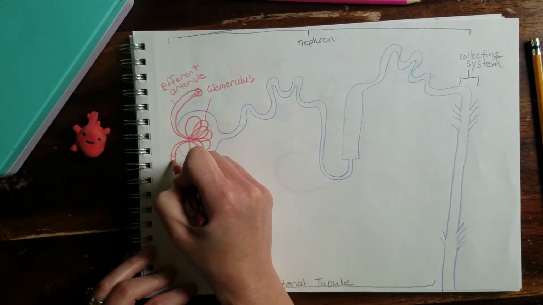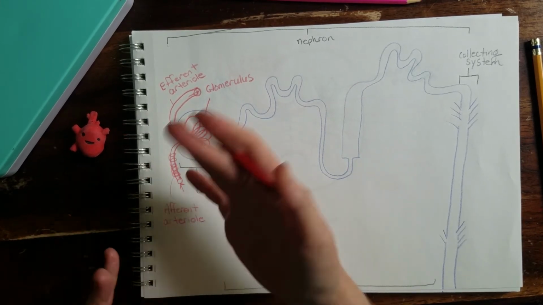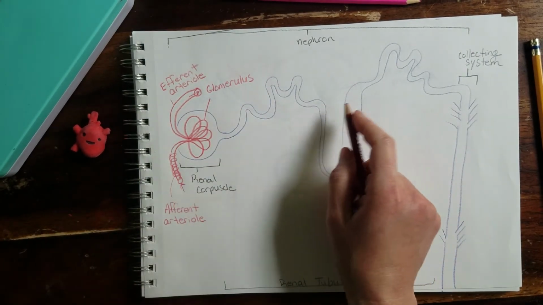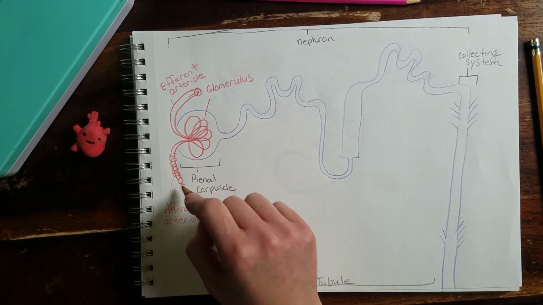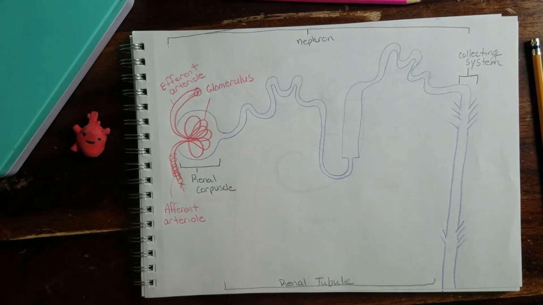The afferent arteriole also has a smooth muscle on it. It can help to regulate blood pressure. So if your blood pressure is too high, it can help protect your nephron. But if your blood pressure is too low, it can open up and try to keep the blood filtration and reabsorption taking place.